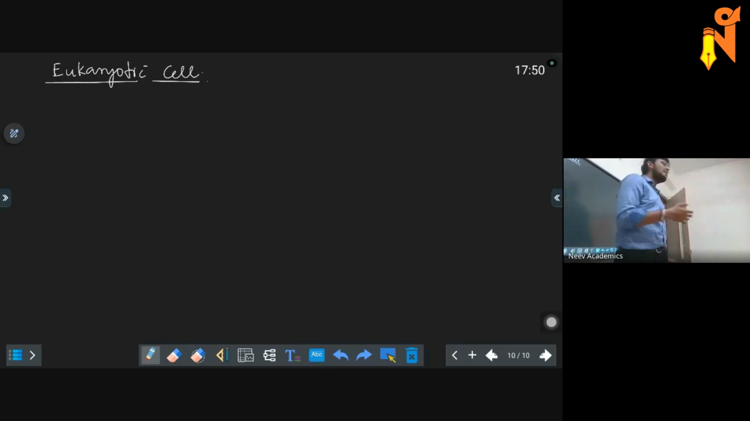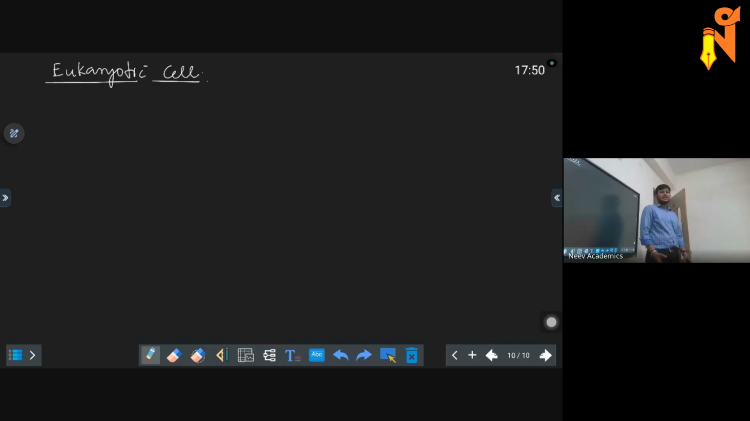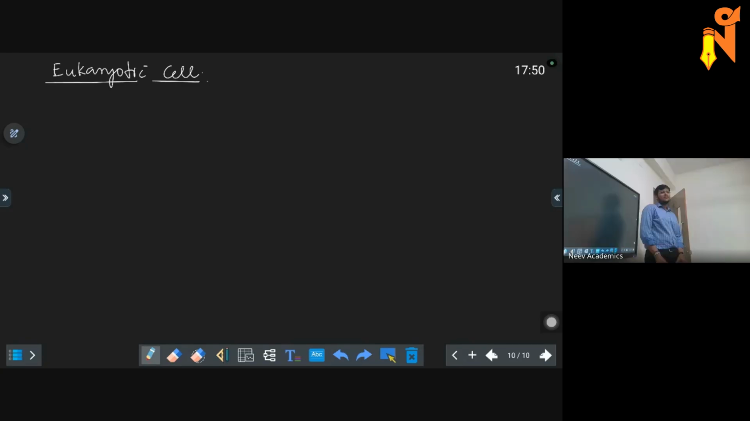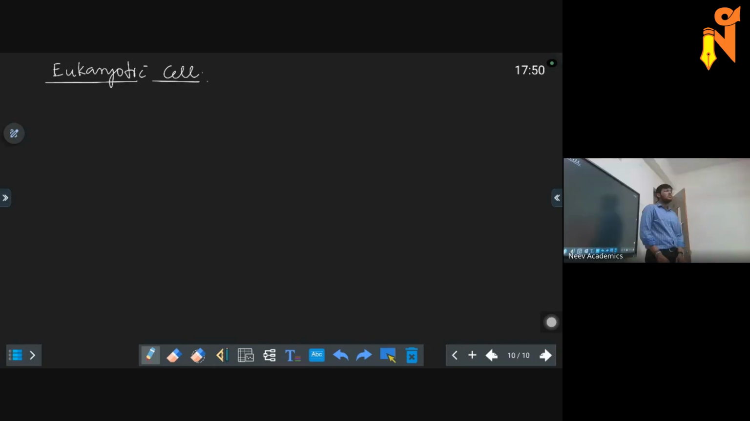Where have we seen chitin other than in the cell wall of fungi? Other than fungi, where have we seen chitin? Any example where we have studied chitin?